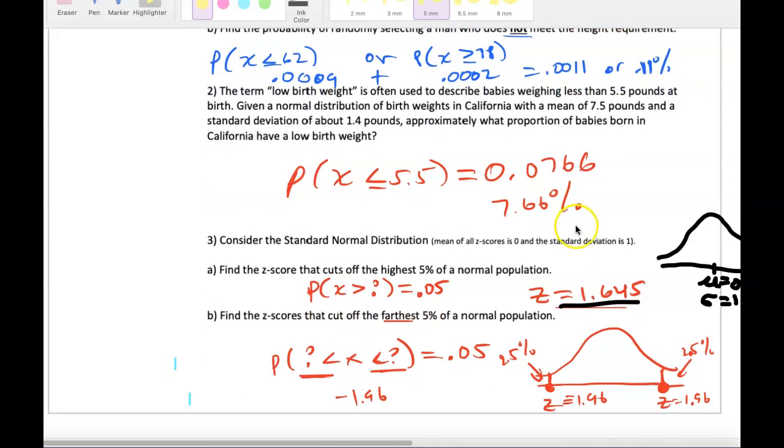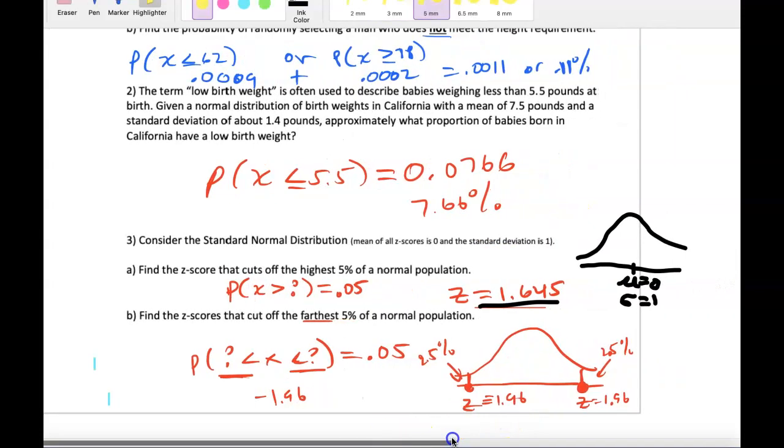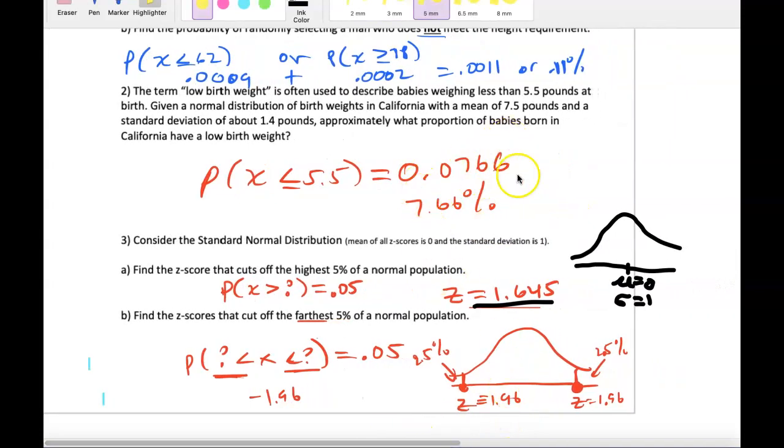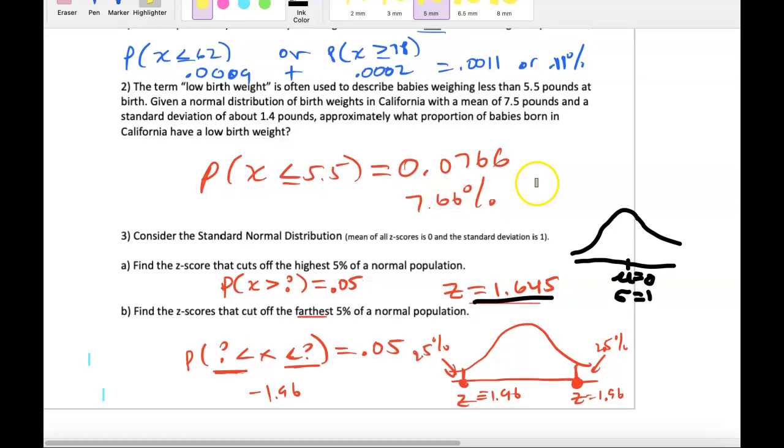And then here's again another example of the low birth weight question here. Looking at these numbers, you know 5.5, 7.5, probability less than 5.5. You can get that answer by plugging these in. Sorry, there's your standard deviation, and then plugging those in.